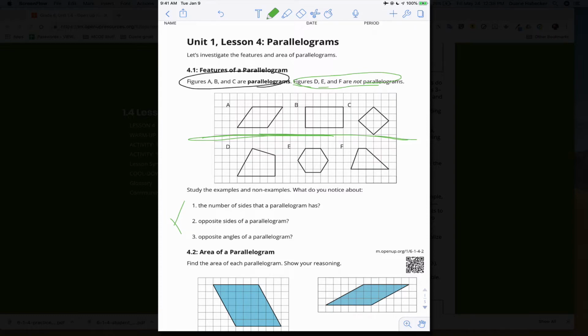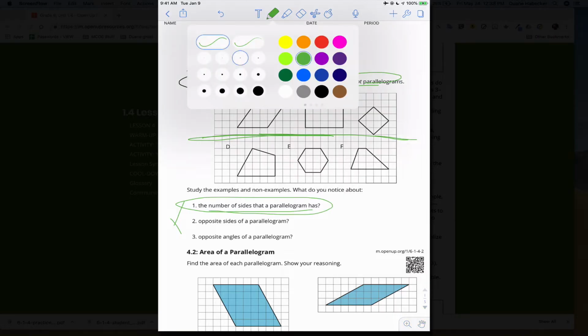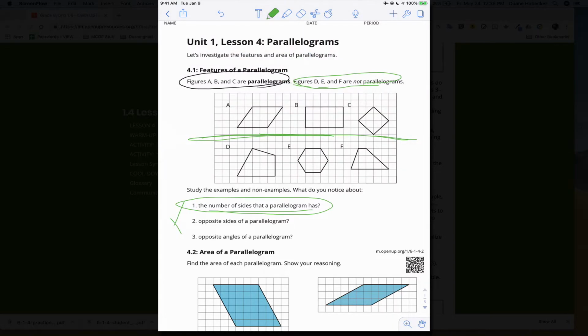So let's talk about the number of sides that a parallelogram has. We can see that parallelograms all have 4 sides. 1, 2, 3, 4, 1, 2, 3, 4, and 1, 2, 3, 4. And so we see that parallelograms have 4 sides.